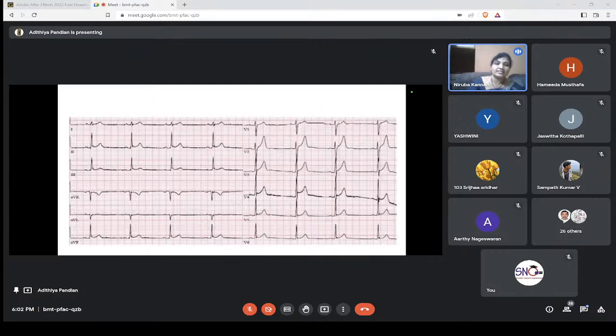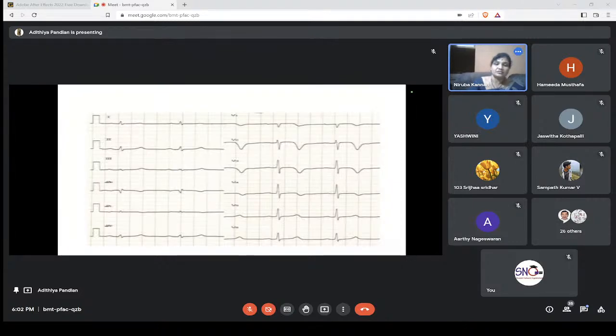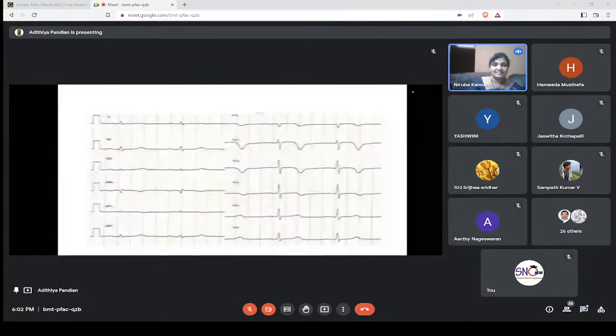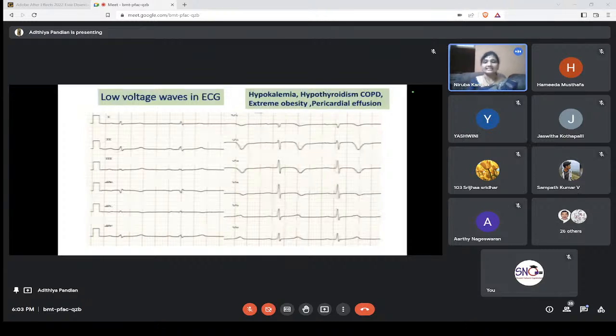So this is a low voltage complex. Okay, this is a tall T wave which you can see. These are low voltage. You can see the voltages are very low here. You get this in hypothyroidism. You get it in hypocalcemia, hyponatremia, COPD, obesity, where the electrode plates on the surface of the body cannot pick up the electrical activity in the heart, which will be a low voltage pattern.